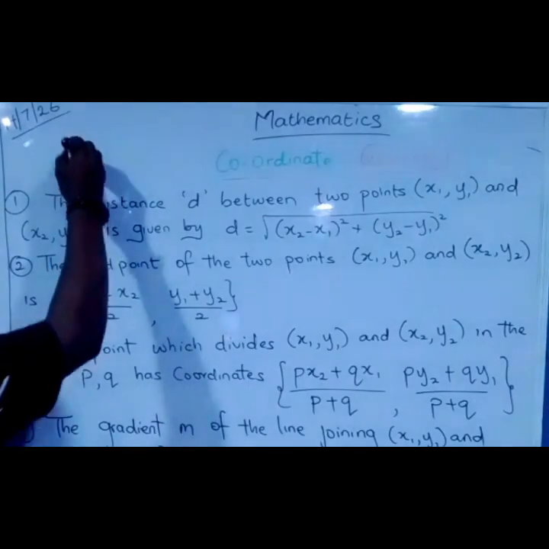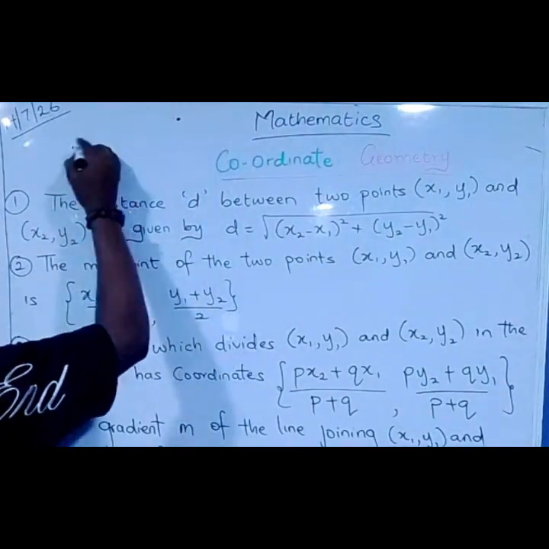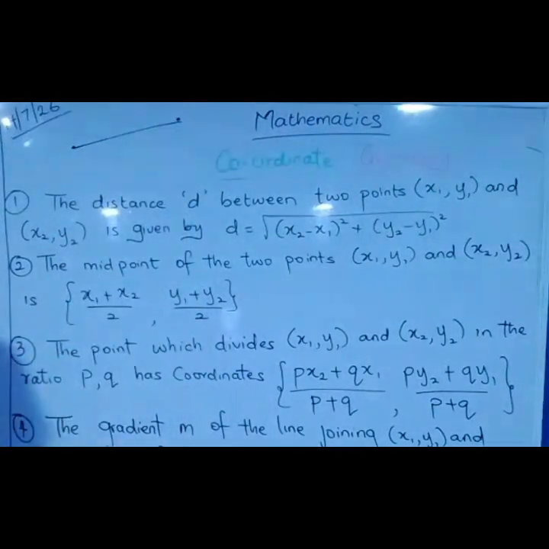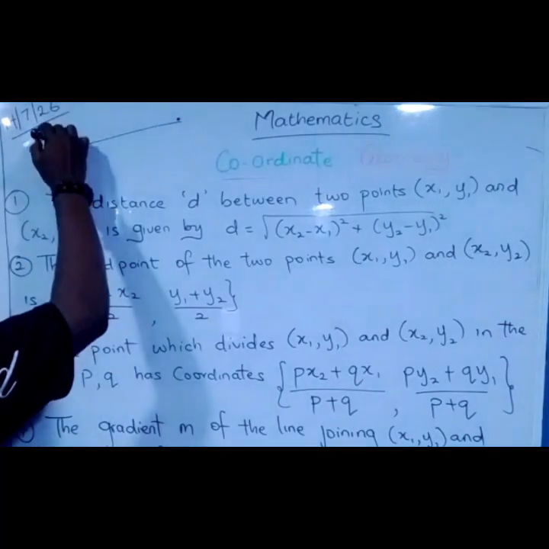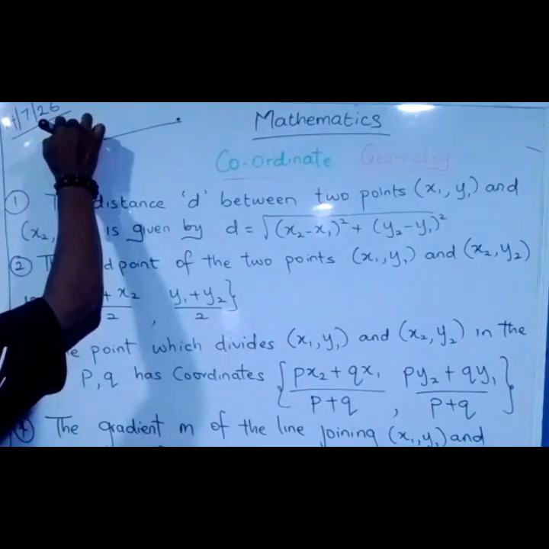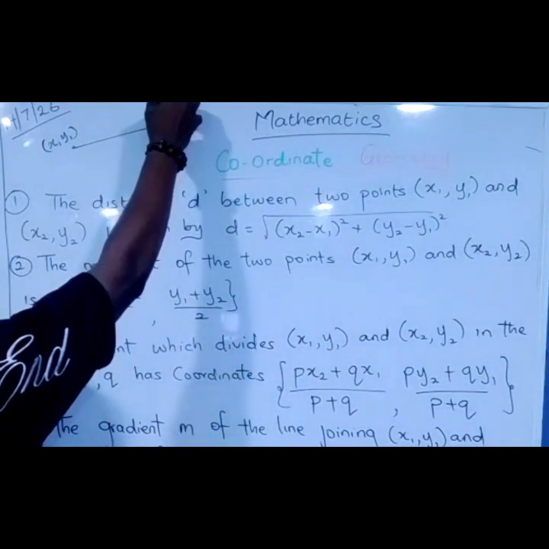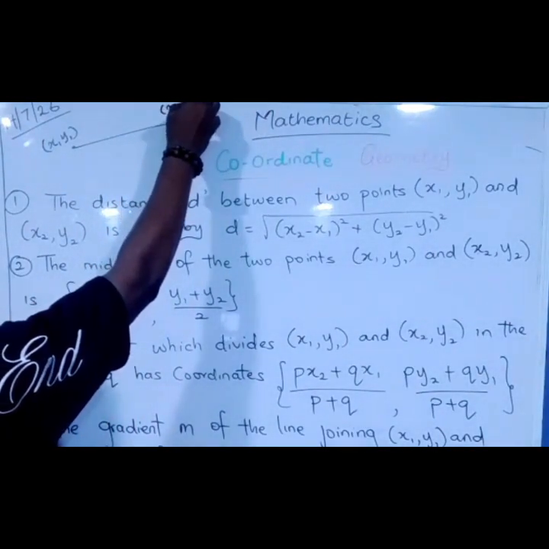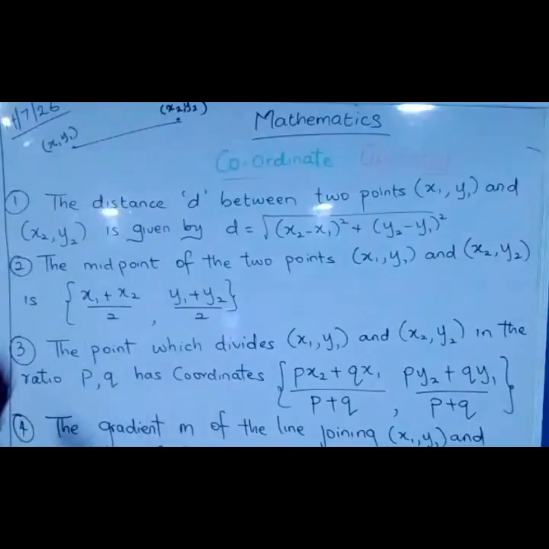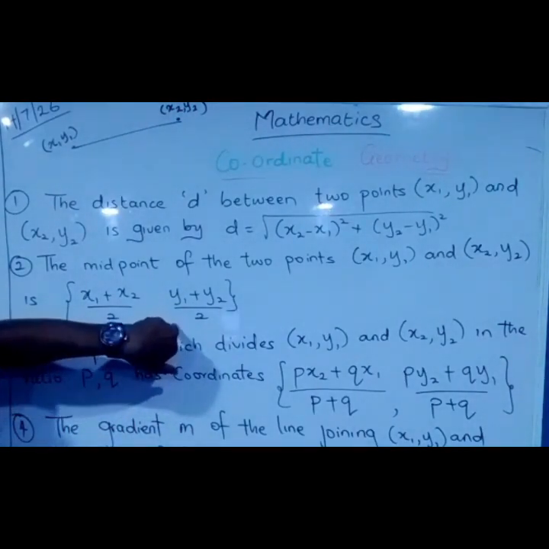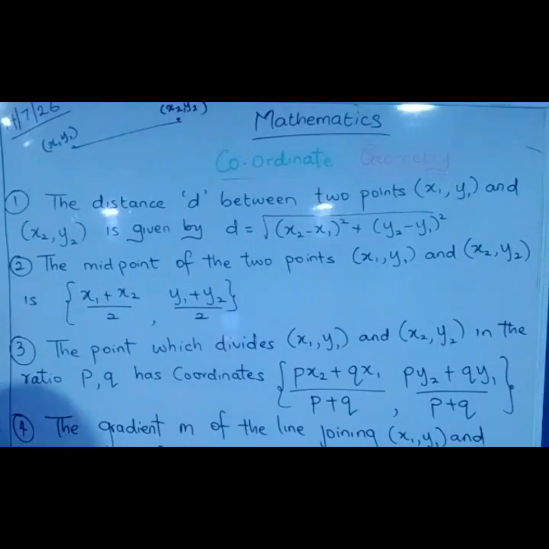The next one says the point which divides 2 points in the ratio P and Q. Now, if you have 2 points here and here, they have a distance between them. This one is x1, y1, and this one is x2, y2. These are the coordinates of these 2 points. Now, the midpoint tells us the middle, where we are dividing that distance into 50-50.